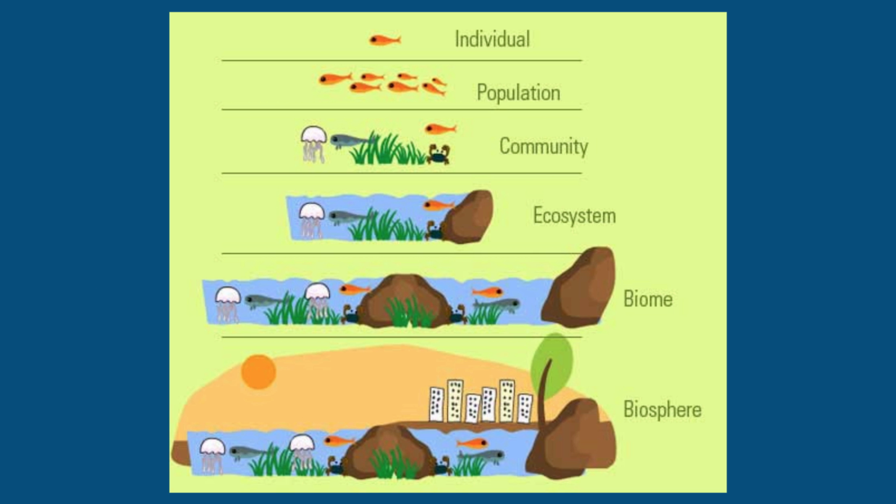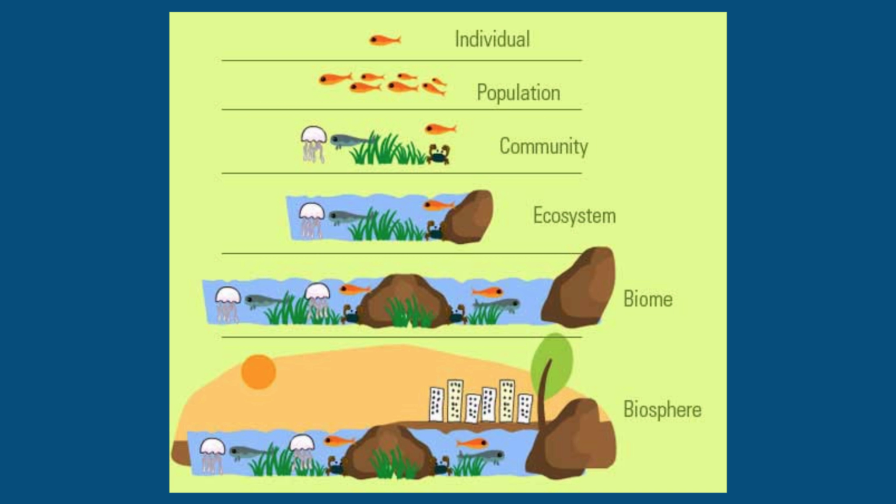So we're starting at the bottom and going to work our way to the top, to individual. The first one we're going to talk about is biosphere. Remember, bio means life, and sphere is just a 3D circle. So what do we know that's got life on it and is in the shape of a 3D circle? Well, that's the Earth. So when we talk about biosphere, we're talking about the Earth.